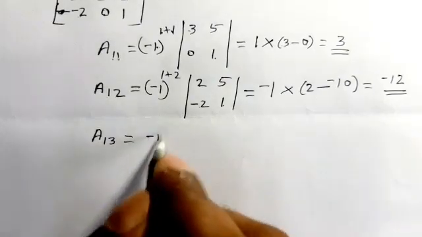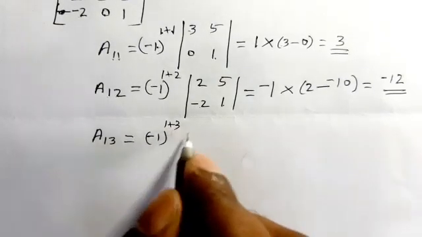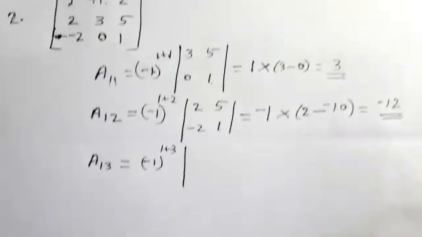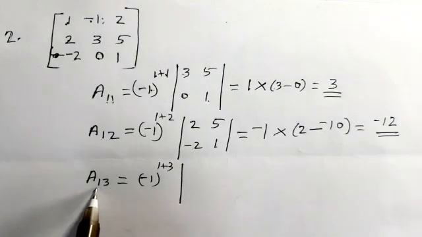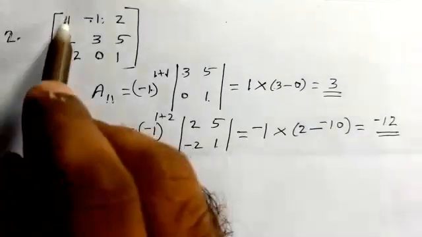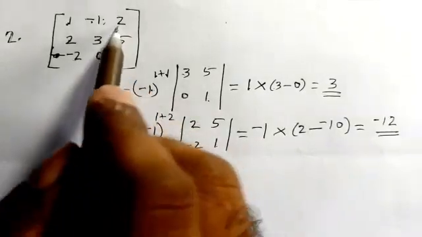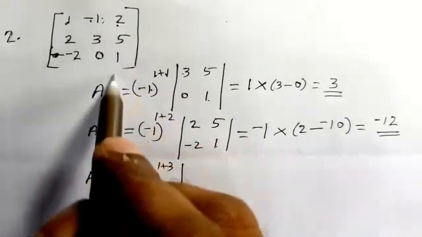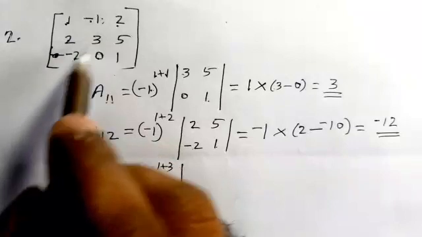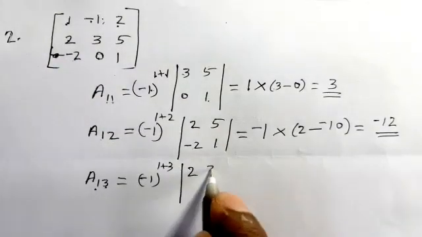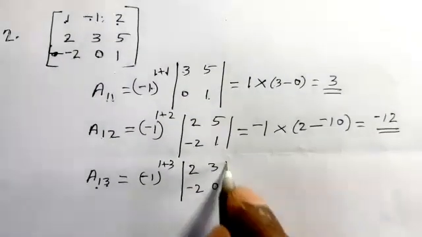A13 is (-1) raised to 1+3. A13 means this: 1 for first row, 3 for third column. This is the first row, this is the third column, so this element. By avoiding this column and this row, we get the minor 2 3, -2 0.